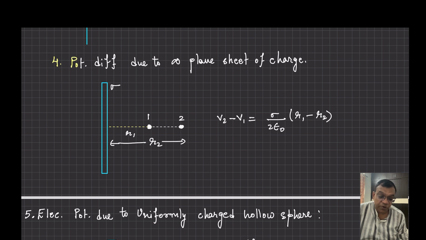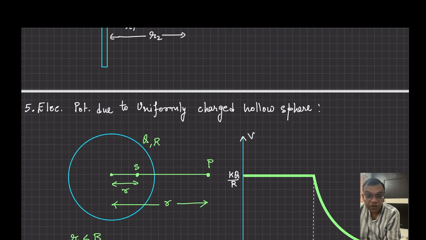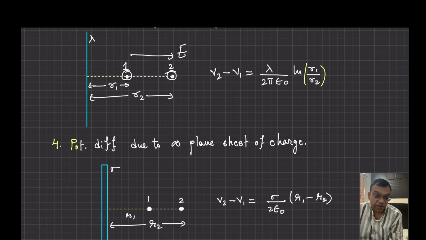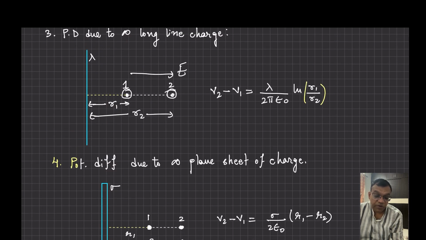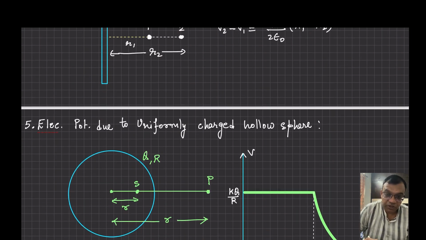Due to an infinite plane sheet of charge, it will be dV equal to minus E dot dr. E is constant, E is sigma upon 2 epsilon naught, into R2 minus R1. The electric field is in this direction, so this is higher and this is lower. So the electric field points from higher potential to lower potential. Now, this you remember: electric potential due to infinitely long objects we cannot write. We write only the potential difference between the two points.